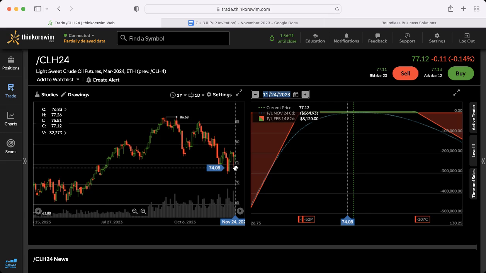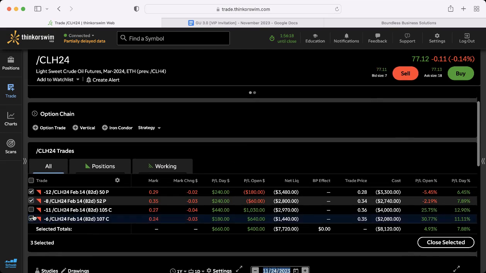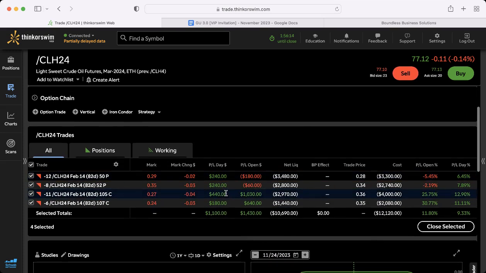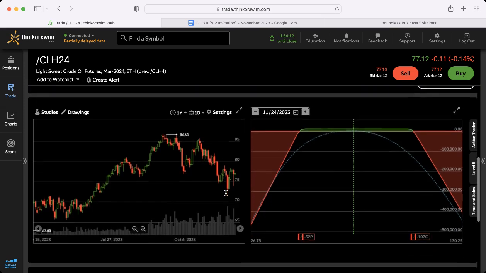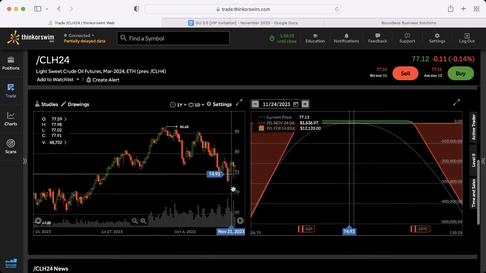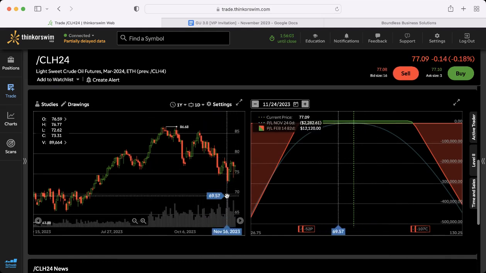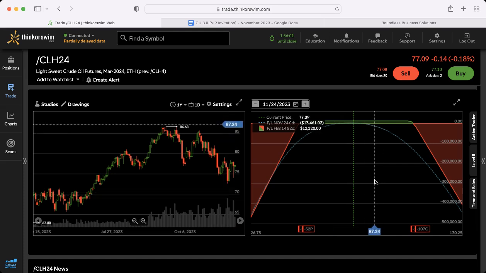These four options, we need to check them all. They're all checked, and they have to be checked to show up on the chart down here. And as you can see, they are nowhere to be seen on this chart. They're that far out of the money that they're not even visible on this chart. We can see them on this little graphic here.